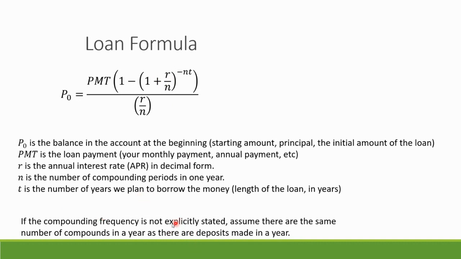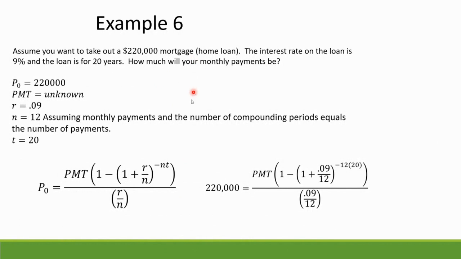And keep in mind, as before, if the compounding frequency is not explicitly stated, then we can assume the loan is compounded as often as we make payments or deposits. Okay, so here's this example, for instance.